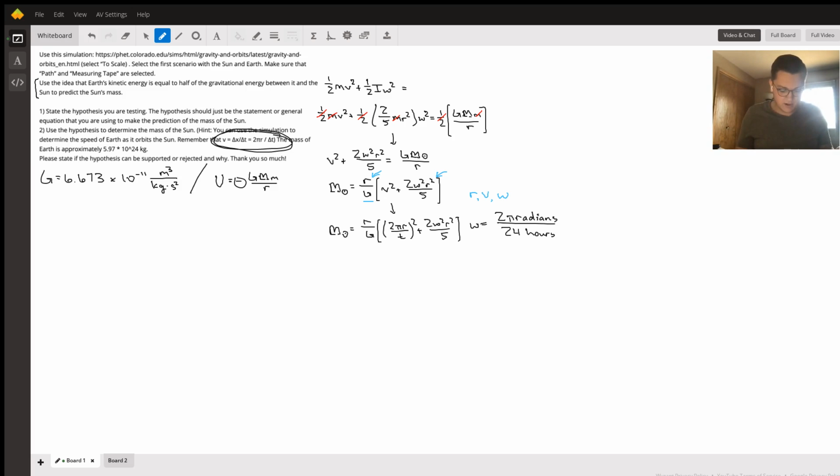So let's look back at the problem. State the hypothesis you're testing. Our hypothesis is that this equation will give us the answer, right? Question 2, use the hypothesis to determine the mass of the sun. Well, to answer that, you just plug it in, right? And you get a value. Okay, and please state if the hypothesis can be supported or rejected and why. So for that, I would just compare the value that you calculate to the value of the known mass of the sun, which is 1.989 times 10 to the 30 kilograms.